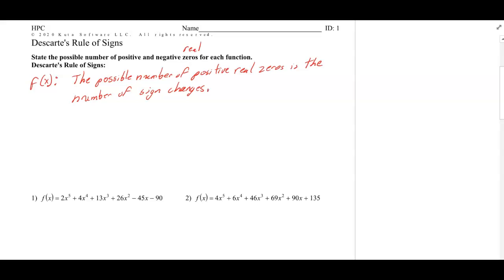So if we look at number 1, we want to count the number of sign changes. The 2 is positive, so it's positive to positive to positive to positive to negative. Here's a sign change, so that's one sign change. I'll just put a little dot there. And that's negative. So there's one sign change in this function. That tells us there's actually one positive real zero, because there is one sign change there.